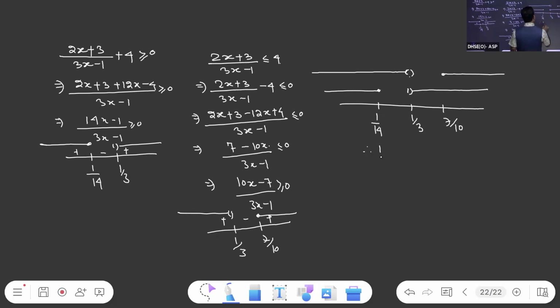Thus domain F is equal to (−∞, 1/14] union [7/10, ∞). This is the answer to question number 3.